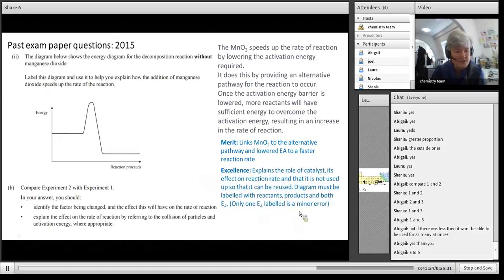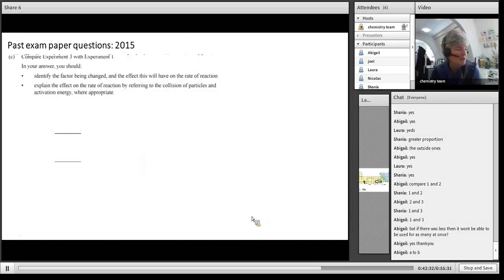For excellence, you had to explain the role of the catalyst, so it's a lot more detail. The effect on the rate of reaction, that it was able to be reused. That applies, of course, to the previous question as well. You don't have to repeat the same thing again and again all the way through. You've got to have completely correct labels, okay, and both activation energies. If you have just one, then it could be acceptable. It sort of is often the general impression the examiner gets.